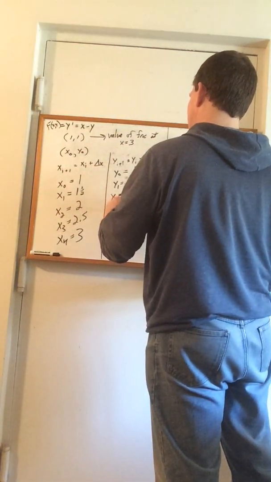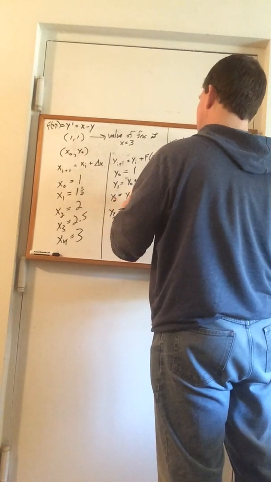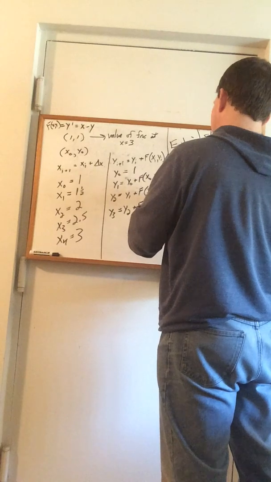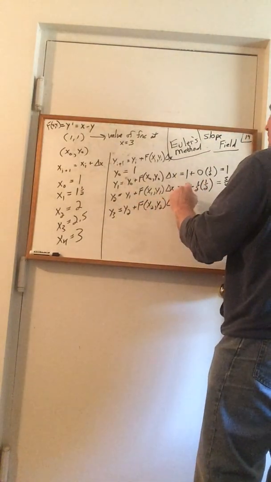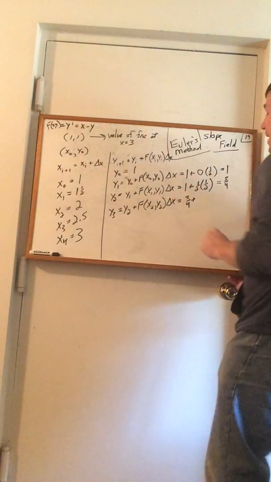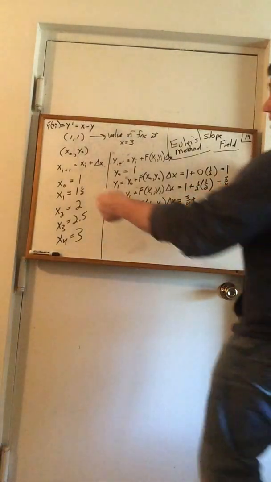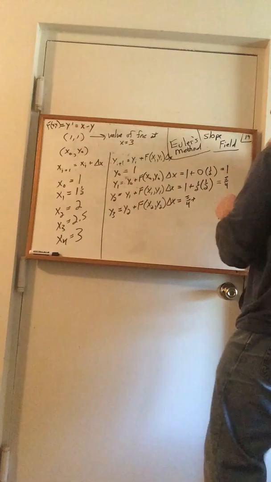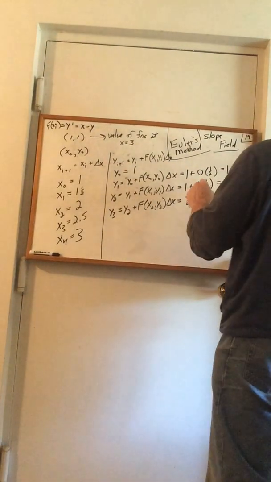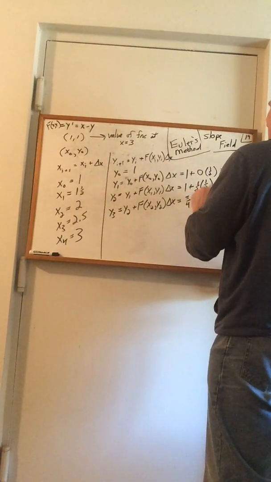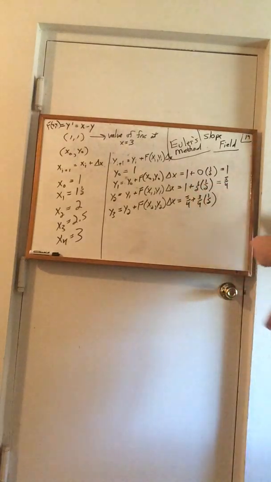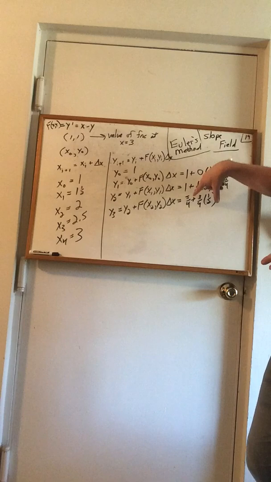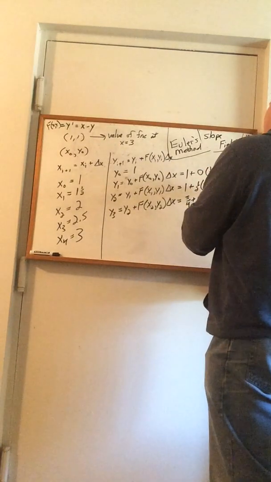Y sub 3 is y sub 2 plus f of x sub 2, y sub 2, delta x, which is y sub 2, 5/4, plus f of x sub 2, y sub 2. So that's 2 minus 5/4, which is 8/4 minus 5/4. That's 3/4 times a half. That's 3/8 plus 5/4, which is 3/8 plus 10/8, which is 13/8.